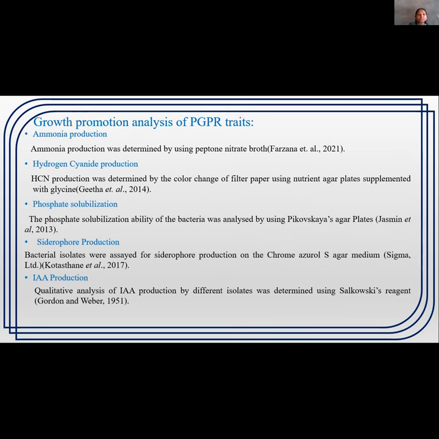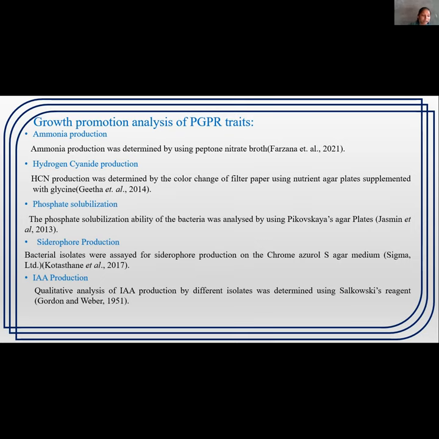The second objective is growth promotion analysis of PGPR traits. In this, ammonia production was determined using peptone nitrate broth. The 24 hour old grown culture was inoculated in 10 ml peptone nitrate broth and incubated for 24 to 72 hours. After the incubation, Nessler's reagent was added, and a color change from yellow to brown was considered positive for ammonia production.